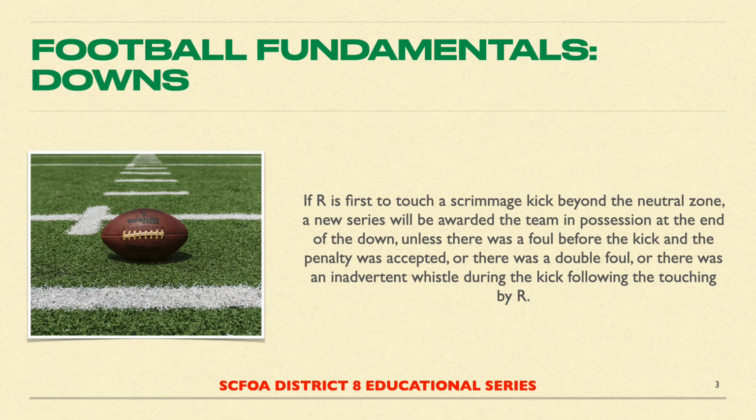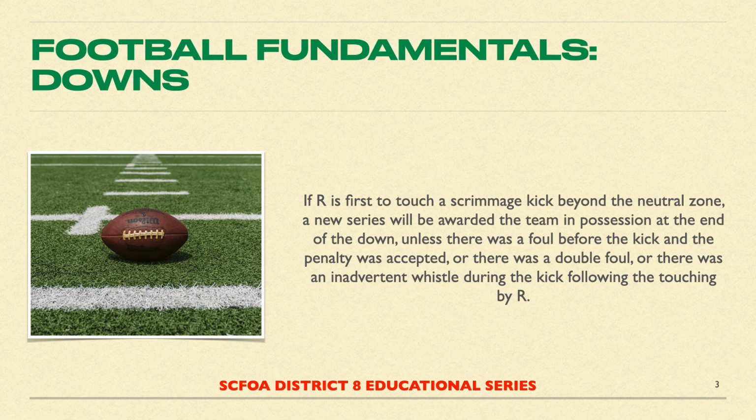When K punts the ball, they are willingly giving up the ball to their opponent. The rules are written so that K is not rewarded with a cheap first down or automatically forced to re-kick after a foul when they have given up possession. However, if R is the first to touch the ball during a scrimmage kick beyond the neutral zone, then all bets are off, and there is no guarantee they will have the ball for first down. When this happens, the team that has the ball at the end of the down is awarded a new series. If there is no touching by R prior to the end of the kick, then the results of the play determine who next puts the ball in play on first down.